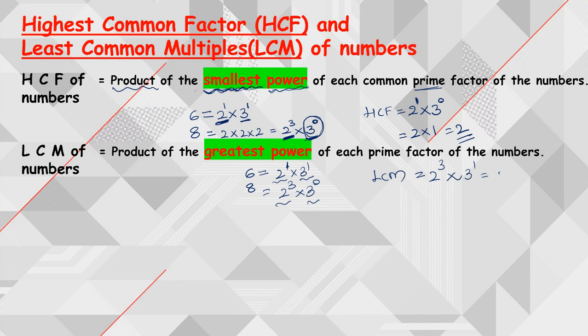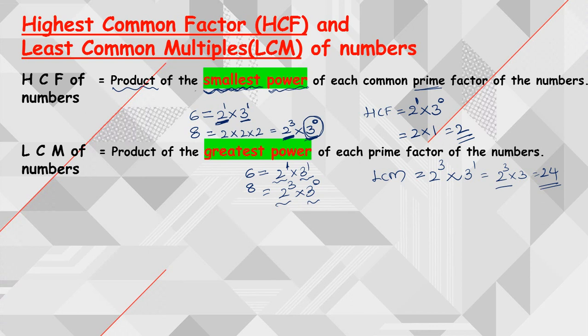So what is the answer then? 2 cube into 3. 2 cube is 8, and 8 times 3 is 24. Hence the LCM of these two numbers is 24. Right. Now from this we can move on to a conclusion. Whenever you have only two numbers, you can bring out a relationship between the numbers, their LCM and their HCF. Now let us see.